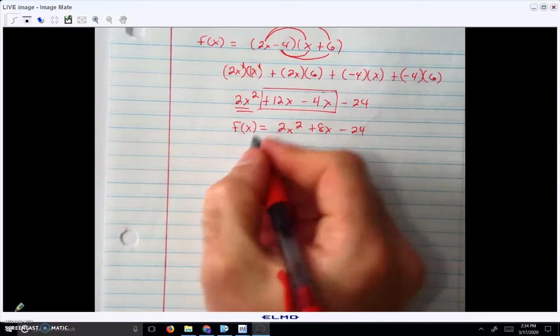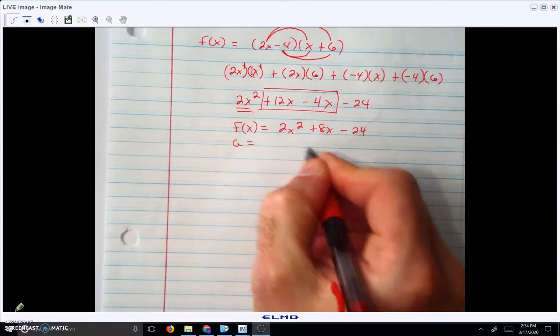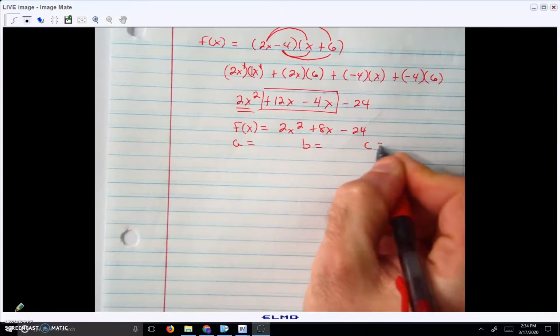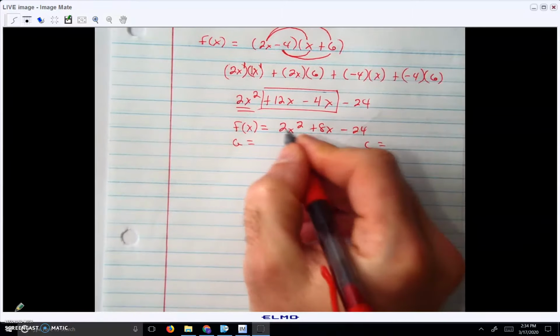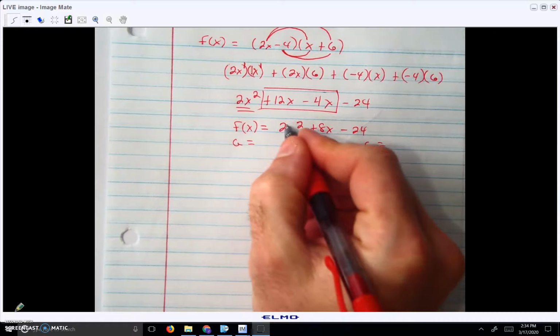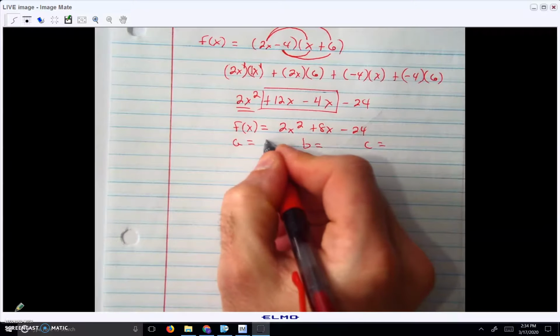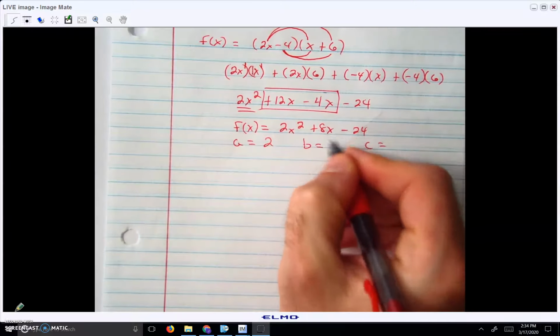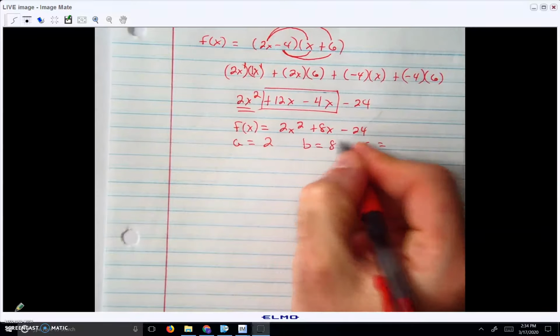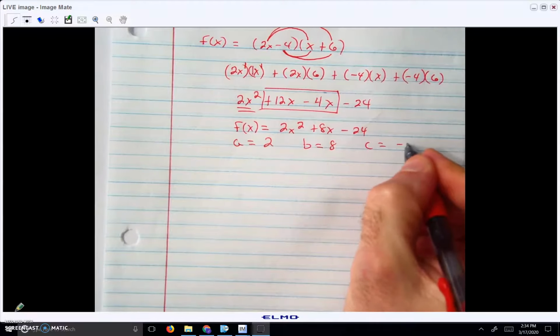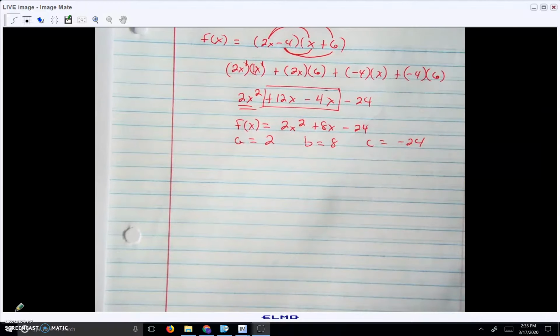Now that I have it in standard form, I have A, B, and C, I can pull those out. My A term is in front of my x squared, so it's positive 2. My B is in front of my x, so positive 8, and my C is my constant, negative 24. Again, if you don't have the calculator, you're going to have to do this by hand. If you do have the calculator, you can do the steps we just did.